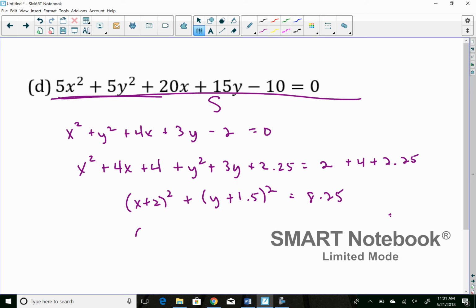meaning my center is -2, -1.5, and my radius is the square root of 8.25, which I'm not going to try and simplify. I'll just leave as is. This one would probably be as hard as you'll ever see.